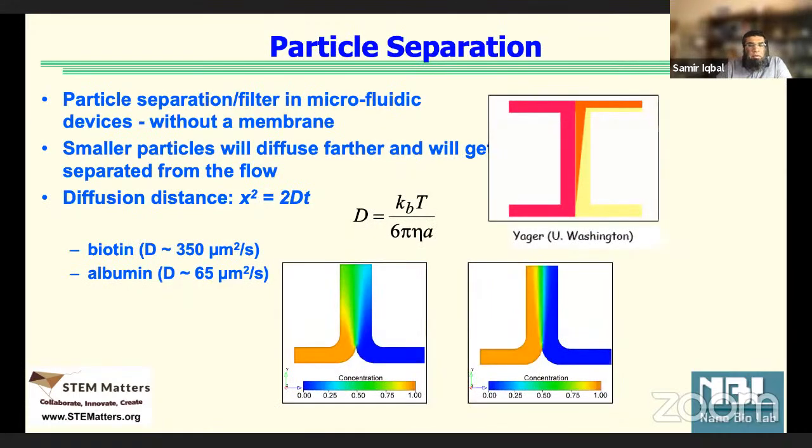There's a little bit of simulation work that people have done where they see that diffusion distance goes low, which is x squared equals 2Dt, where D is kT over 6 pi times viscosity and the radius, with the channel dimensions. They're showing that different particles passing through a microfluidic channel will keep on following their own track, their own area of fluid flow, except there will be some diffusion that will occur at the interface.